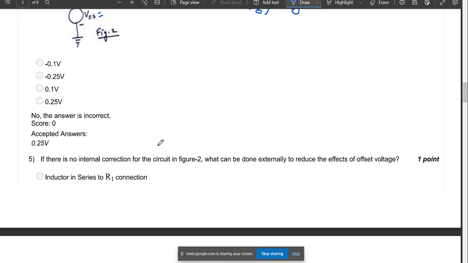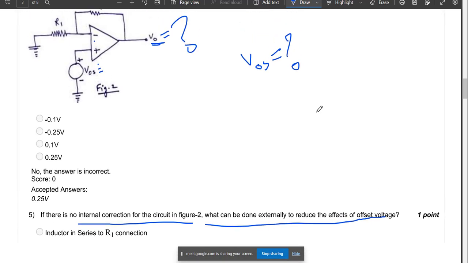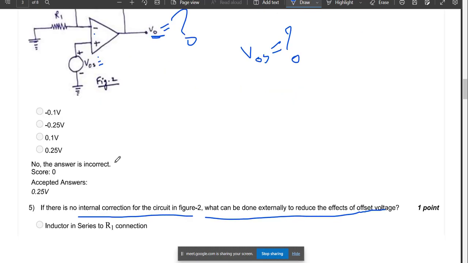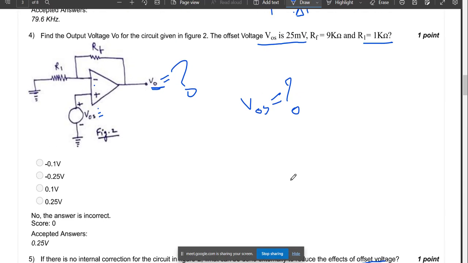Now the fifth question is, if there is no internal correction for the circuit in figure 2, what can be done externally to reduce the effects of offset voltage? Are you getting my question? My question is, if there is no internal correction for this offset voltage, then what can be done externally to reduce the effects of this offset voltage?